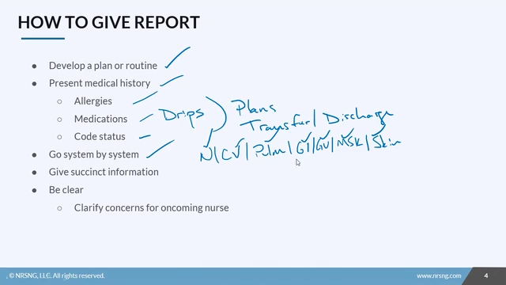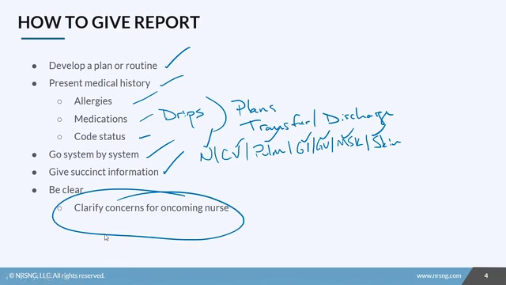If you do it the same way every time, you miss less information and you also don't get misinformation. Which goes on my next point. You want to give succinct information, be clear, concise, clarify any concerns for your upcoming nurse. So I had one time a patient who was going to get peritoneal dialysis, and I had never had a patient who had it. But the nurse that was coming off shift was awesome enough to give me some insight on how to do it.